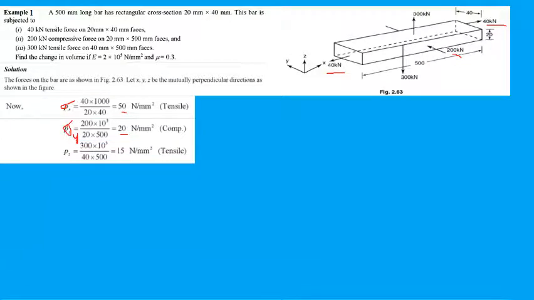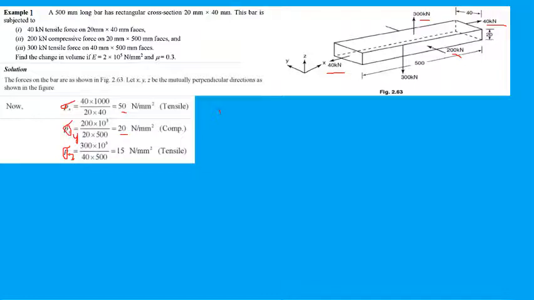And across the z-axis, load is 300 kilonewton, therefore 300 into 10 to the power of 3 divided by area, 40 into 500. After simplification we got 15 Newton per millimeter square, and it is a tensile stress. Next, we have to find the strain across any one direction. I'm considering the total strain along the x direction.